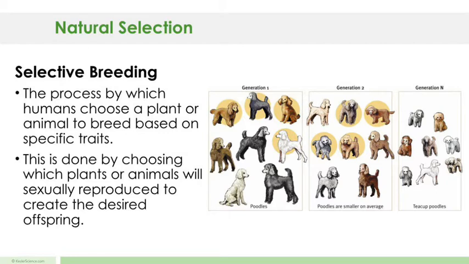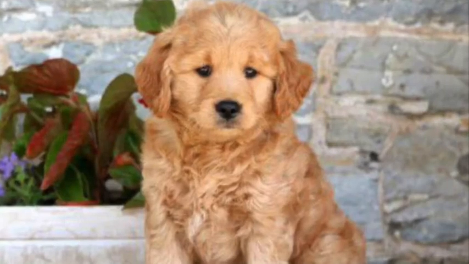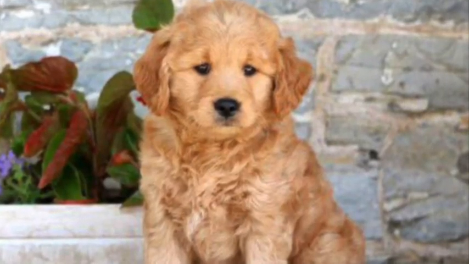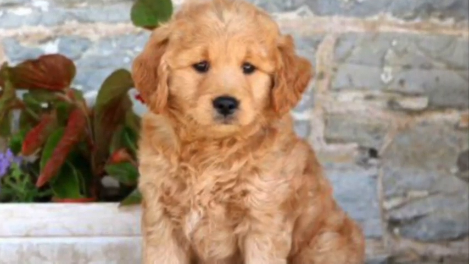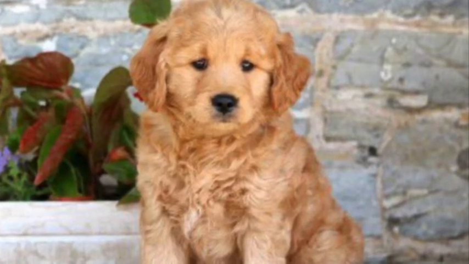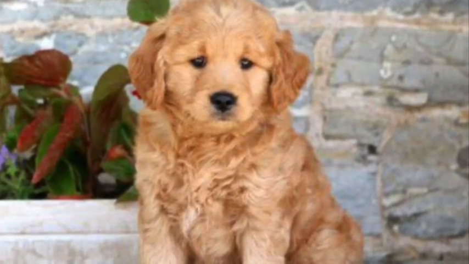For example, if there are two plant species, one may have a certain height and another may have a disease resistance, and they want those two traits, they're going to take those two plants and breed them together to come up with a new plant. One example would be mixing a Labrador Retriever with a Poodle, and they came up with a Labradoodle.